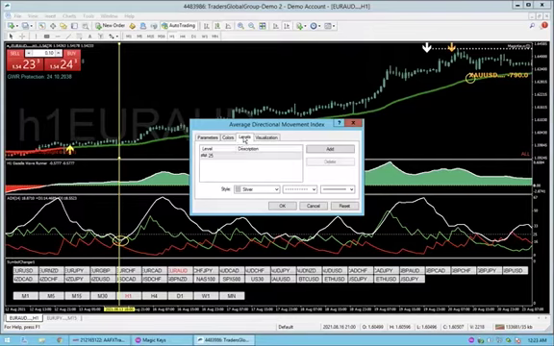You want to go to levels. You want to add a level. I already added it. You want to add a level, and then you want to type 25, and then it'll be silver and dotted and so forth, okay? So I won't do it again because I already have it. But you hit add level, you type in 25, and it shows a dotted line.